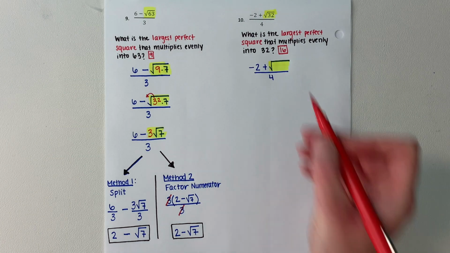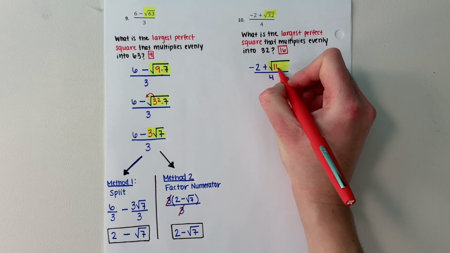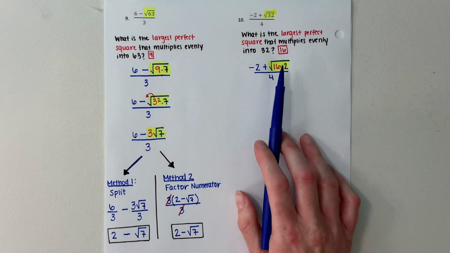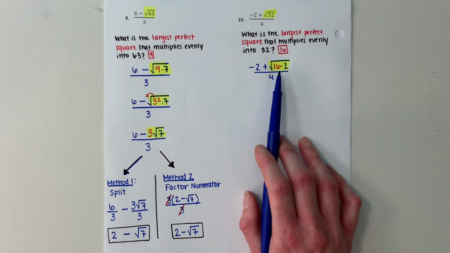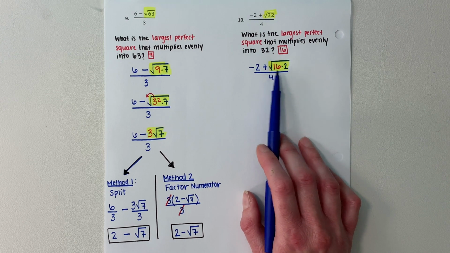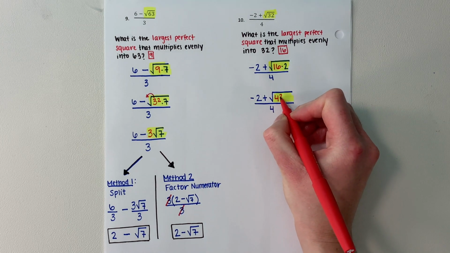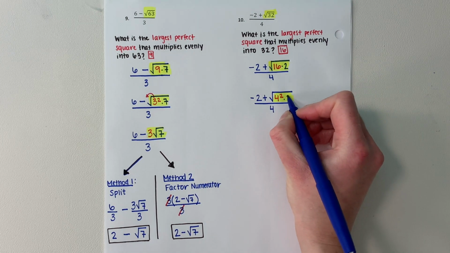So let's rewrite 32 as 16 times some number. And we can rewrite 32 as 16 times 2. So now when you're simplifying square roots, anything in red, anything that's a perfect square, you want to rewrite as some quantity squared. And 16 can be written as 4 squared. And then we'll bring down our times 2.